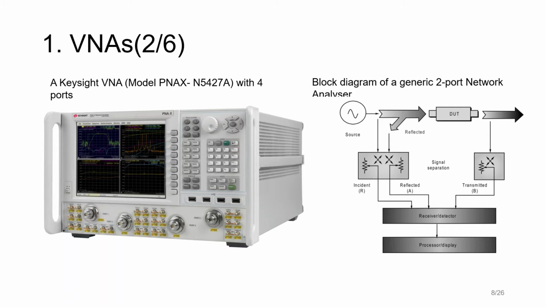In the schematic shown, the source, the signal separation stage, the receiver stage, and the processing and display stage are together present in a VNA. The cables, DUTs, and accessories are not a part of it. We will now consider the role of each of these individual stages that I mentioned and some design choices for each stage to understand some terms which were used in the demonstration.